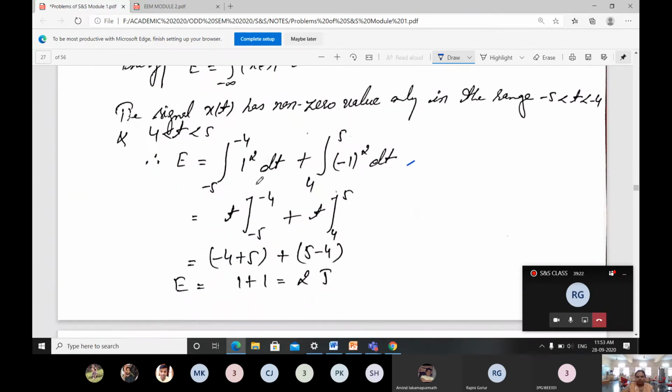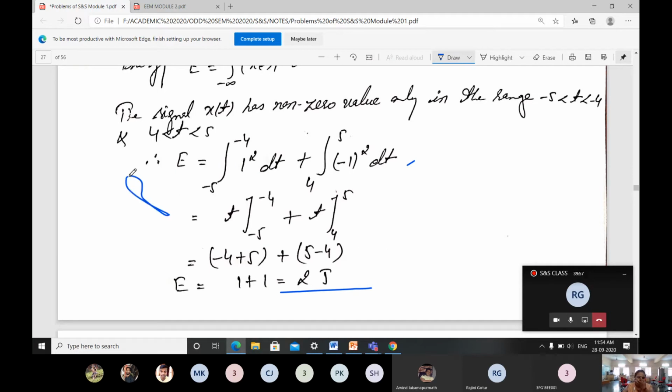Next, it is simple. Do the integration. The integration of 1 is going to be t. Apply the limit. Again here we will also get t only. Minus 1 square means 1. After integration you will get t. Apply the limit. Here, the upper limit is minus 4 minus of minus 5, so you get plus 5. The other one is 5 minus 4. If you do the calculation, you will get 2 joules.